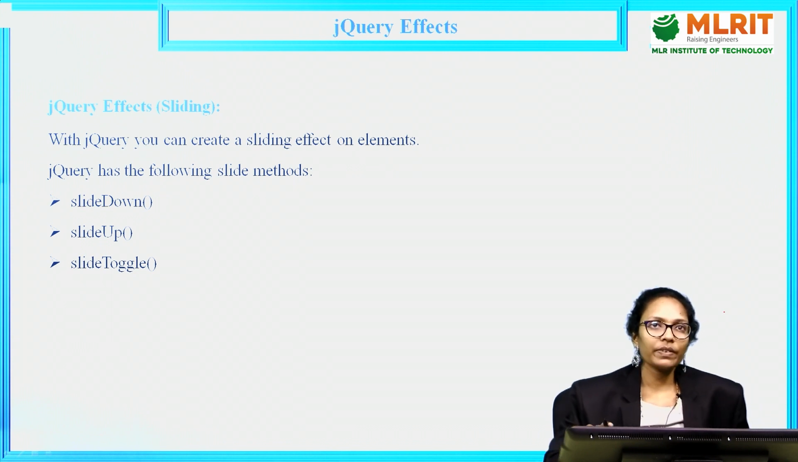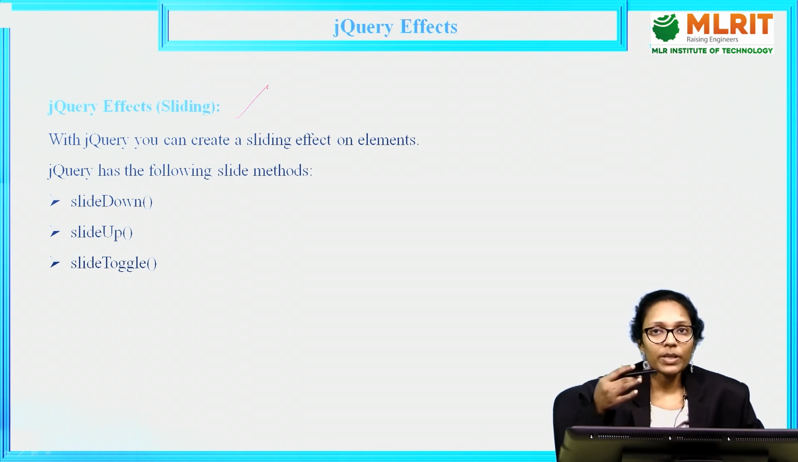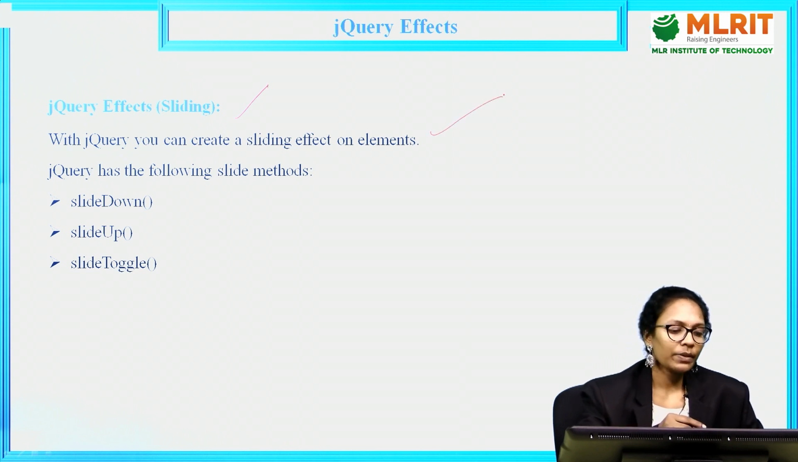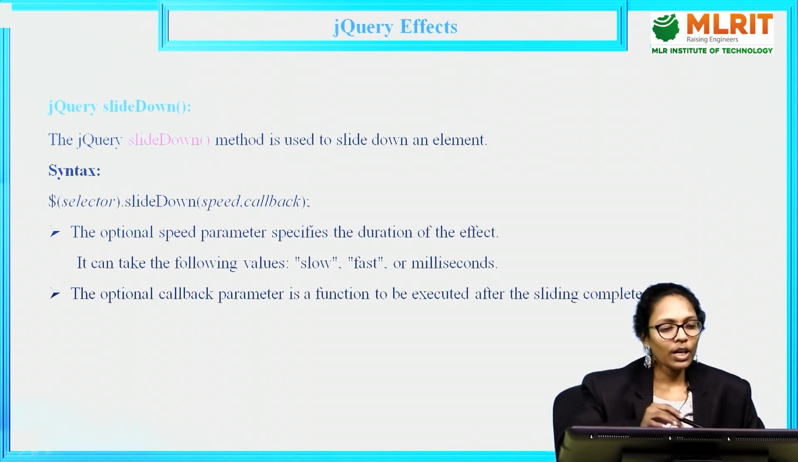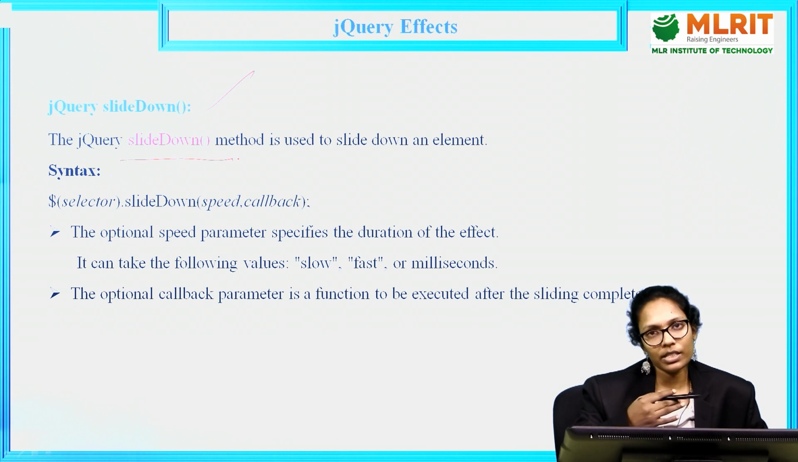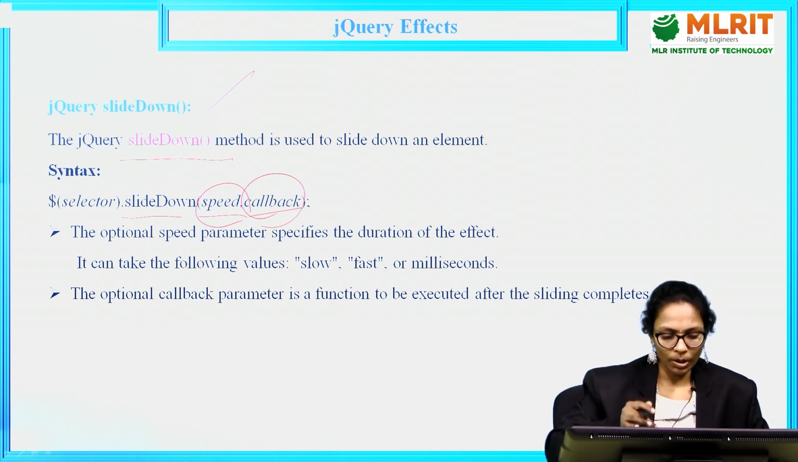So the next effect is sliding. To perform the sliding effect, slide down, slide up, you are using the slide functions, right? We have 3 different types of sliding techniques here: slide down, slide up and slide toggle. Coming to slide down, the slide down method is used to slide down the element. If I click on it, that slide down will be opened. This method takes two parameters, one is speed and the other one is callback.